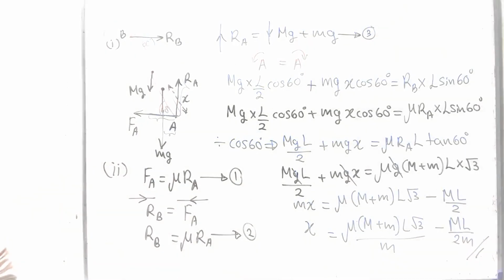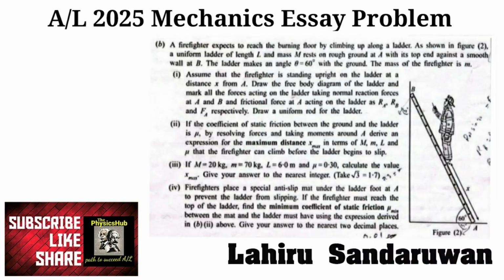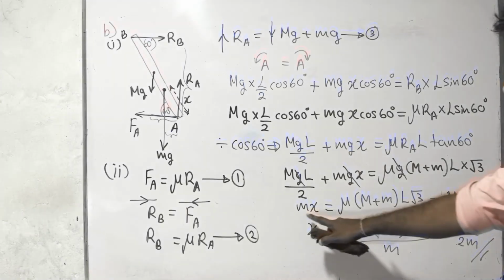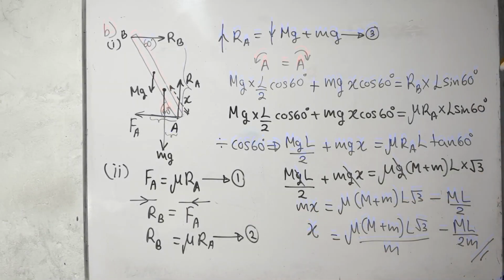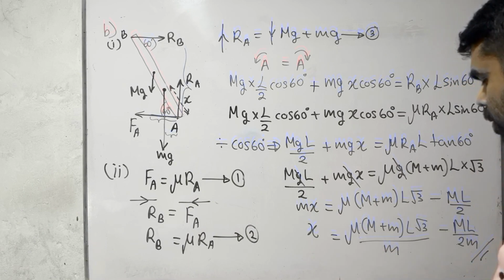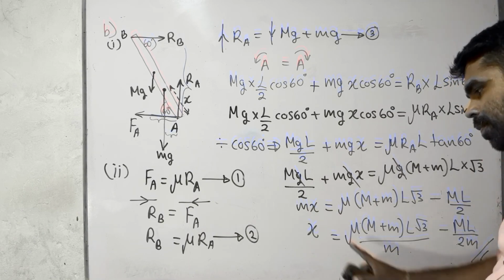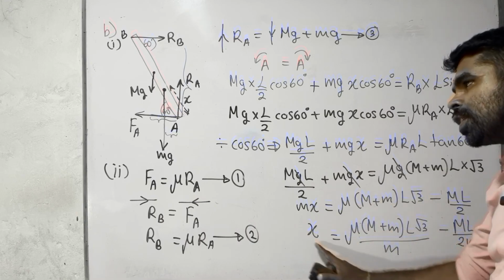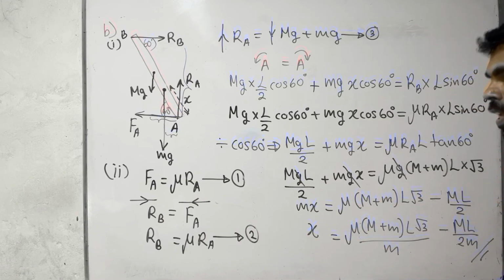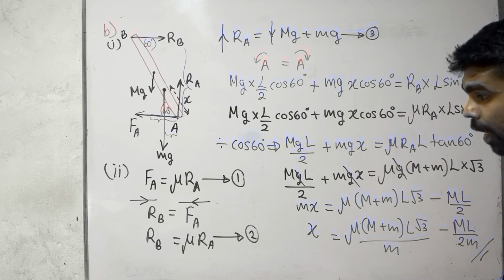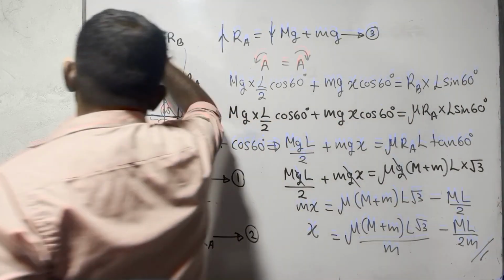It is the relationship. But then part 3, if capital M is 20 kilograms, simple m is 70 kilograms, capital L is 6 meters, mu is 0.3, calculate the value of x max. X max means maximum x value. We have obtained the limit in the equilibrium situation. Therefore, we can substitute the given values into this expression and find the x value by using that equation.